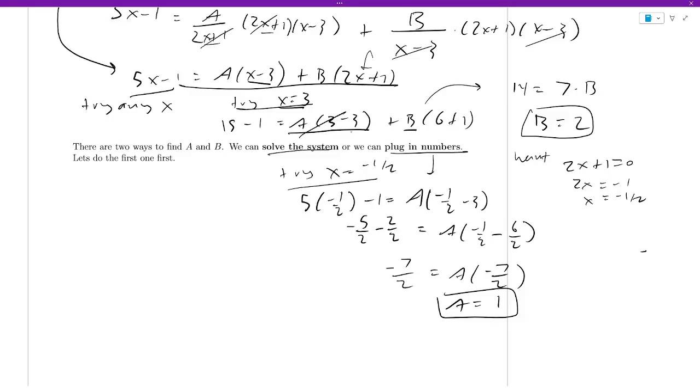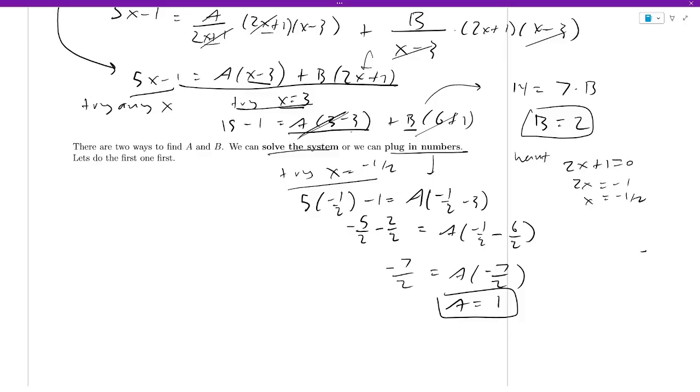That works just fine a lot of the time. It's pretty fast. A problem is that sometimes the way the equations are set up, the only reason plugging in numbers was helpful is that by plugging in 3 we were able to kill this a term, and by plugging in -1/2 we could get rid of the b term.